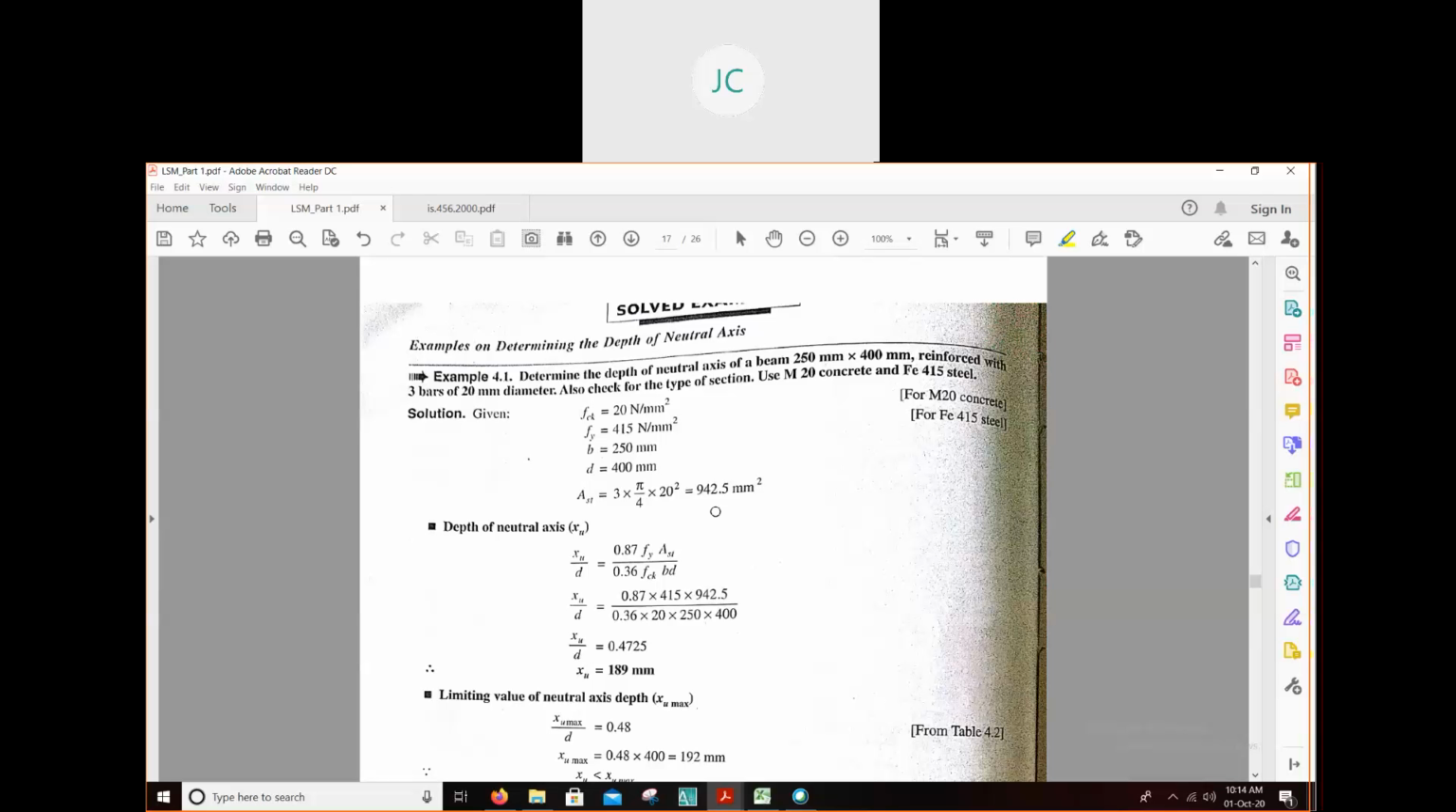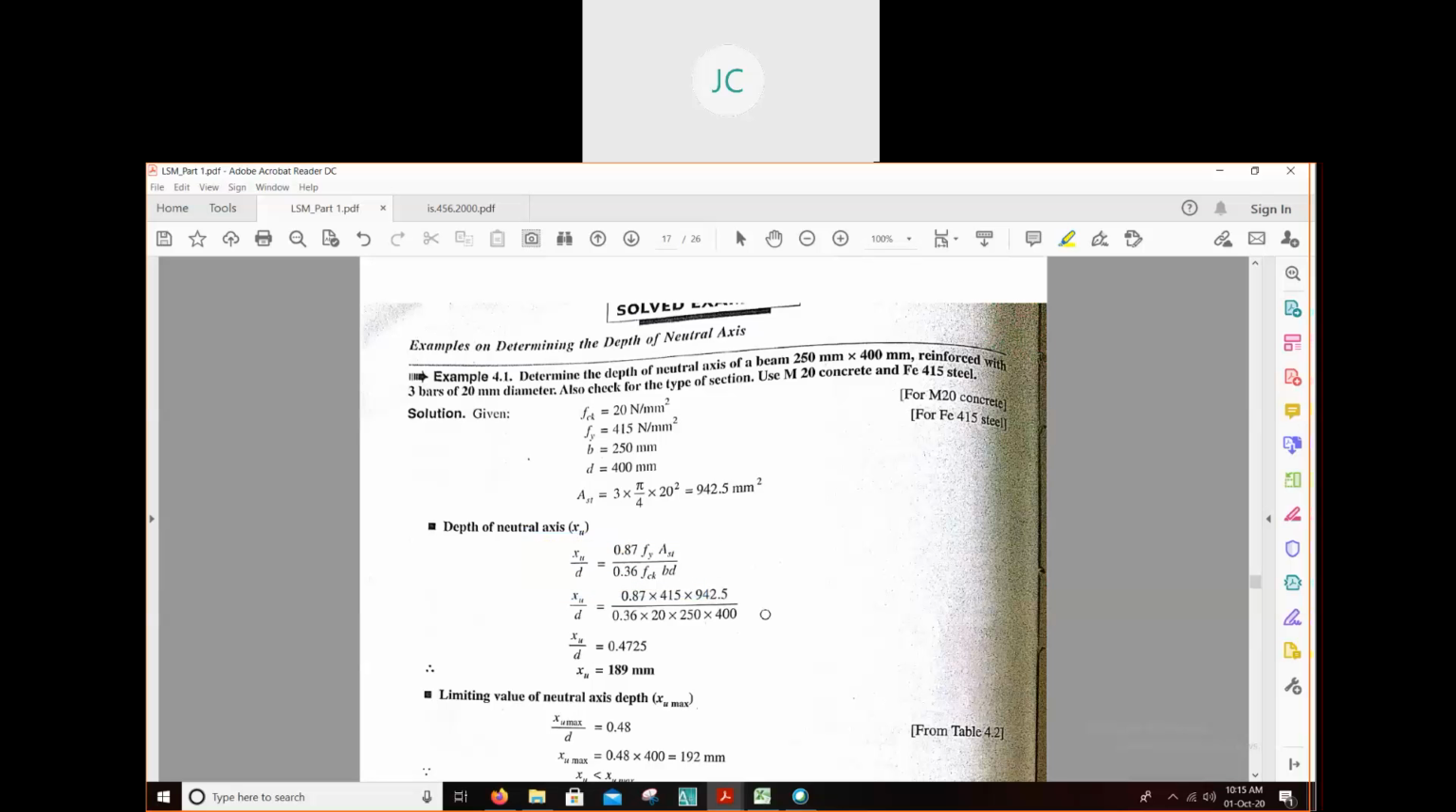The depth of neutral axis of a beam 250 into 400 millimeter, reinforced with this one. Also check the type of section. Use M20 and Fe 415 steel. Since M20 grade of concrete is given, FCK will be 20. For Fe 415, Fy will be 415. B is given, D is given, area of steel is also given: 3 bars of 20 mm diameter. So 3 into pi by 4 D square, that will be your AST.